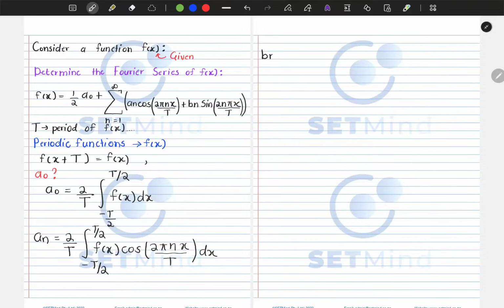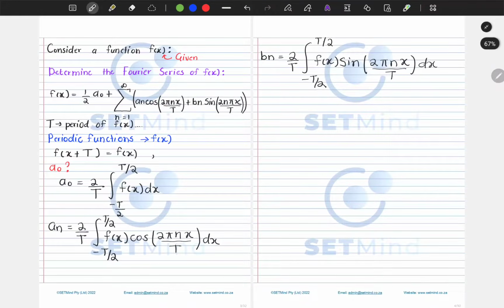Then let's have a look at bn, which we need to determine the Fourier series of f of x. So our bn will also be 2 over T. Then the integral from negative T over 2 to T over 2, what we are integrating is f of x multiplied by sine of 2 pi nx divided by T. And this is integrated with respect to x. So this is how we are going to find our bn.